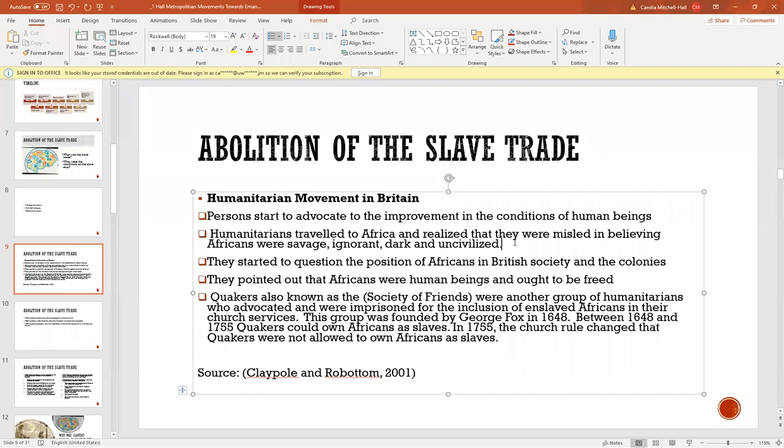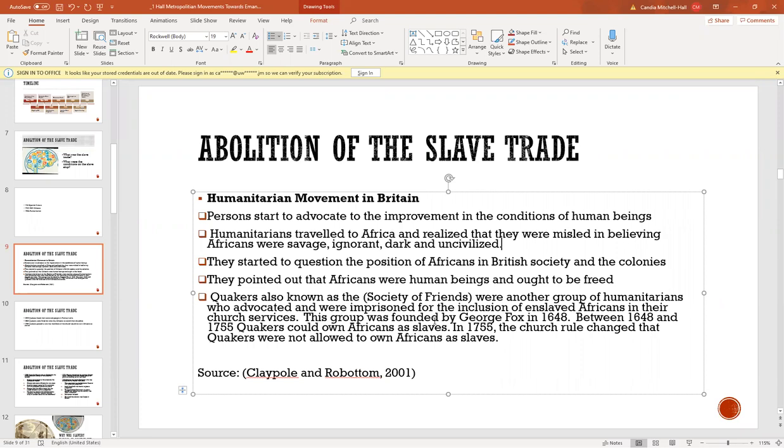And so they say, when I go to Africa, I realize that they are human beings just like me and you. Then why are we treating them like that? And so they are going to point out that Africans were also human beings and that they should be free. These are white people who were part of the group called the humanitarian group, and they were the ones who said, listen, improvement should not be only for whites, but it should also include Africans.